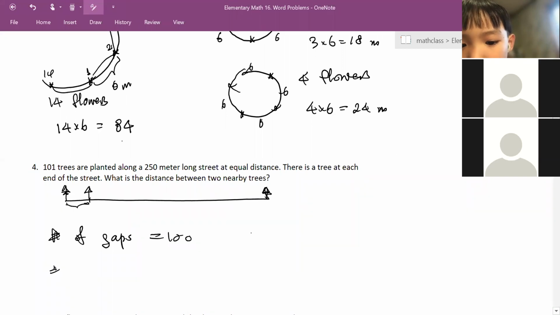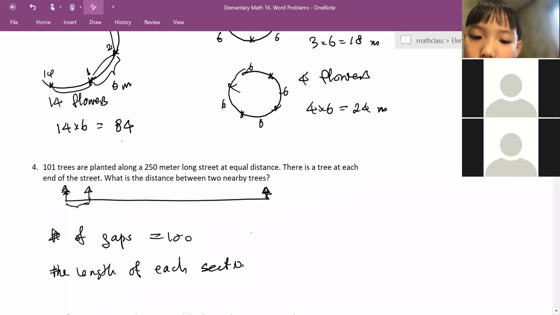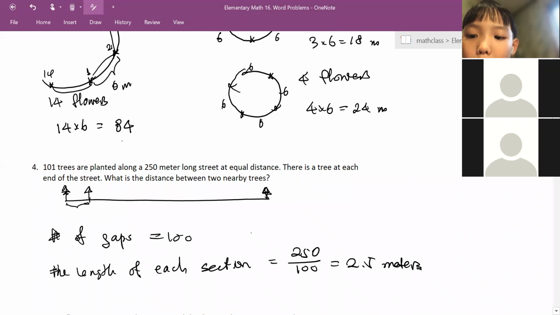So the length of each piece, each section, is going to be 250 divided by 100. It's 2.5 meters. It's not 25 or 200. It's 2.5, because you have 100 sections here and the total length is 250. Got it? That's just division.